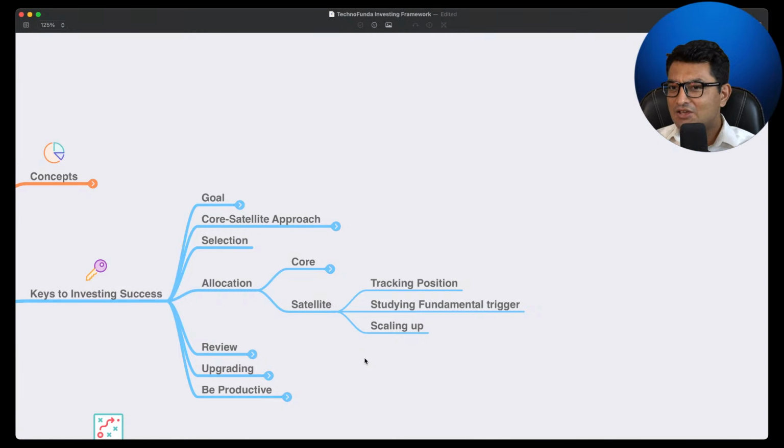If you are riding your winners with a very small percentage, and you are not cutting down your losers and averaging down, then your losers will have a major portion in your portfolio. Your winners will have a much lesser portion in your portfolio. So it is very important to understand that math and follow it. So that is your core and satellite.